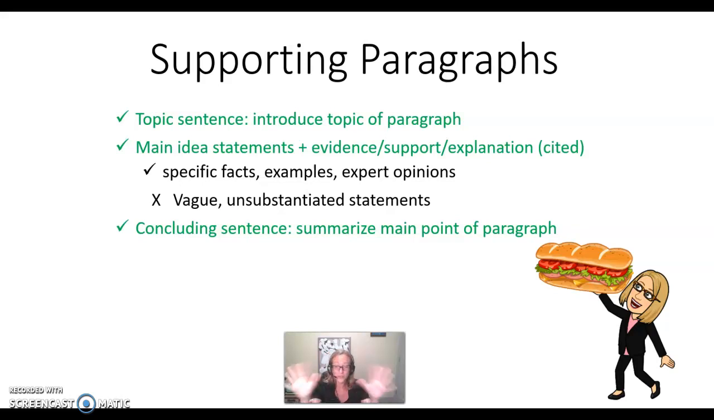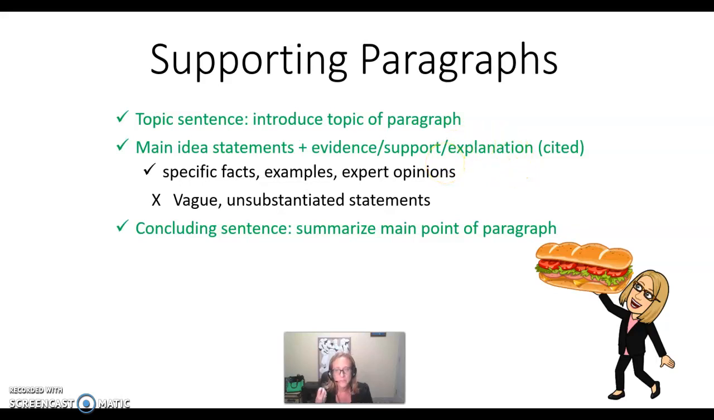So let's assume that you've got your title page, you've got your introductory paragraph, now you're working on your supporting paragraphs. So the topic sentence introduces the general topic of the paragraph. So it shouldn't require a citation, because really you're just telling your reader what you're about to tell them. Then you're going to have a main idea statement, and this should be one sentence, which again probably doesn't need to be cited. You're just telling your reader what you're going to tell them. Then you give your details, the evidence and support and explanation, which is cited.